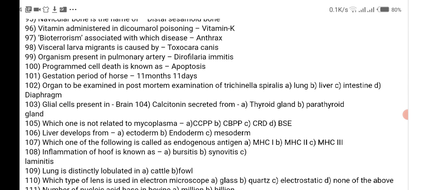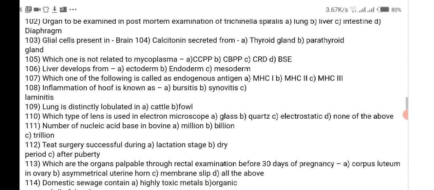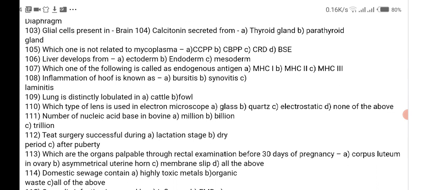Glial cell is present in, don't know. Which one is not related to mycoplasma? Bovine spongiform encephalopathy? Liver develops from, don't know. Which of the following is called endogenous antigen? Don't know. Inflammation of hoof is known as laminitis. Lungs are distinctly lobulated in, not know. I think cattle, because fowl has no lobulated lungs.